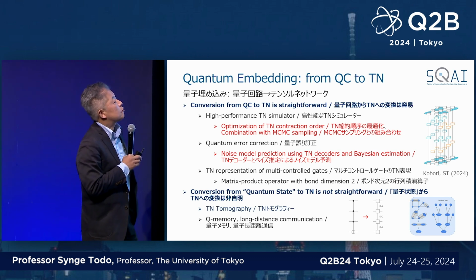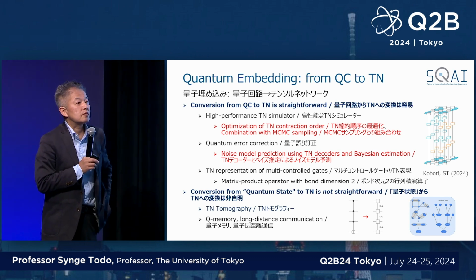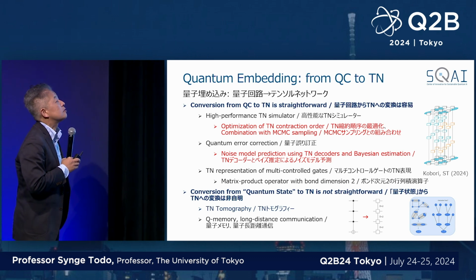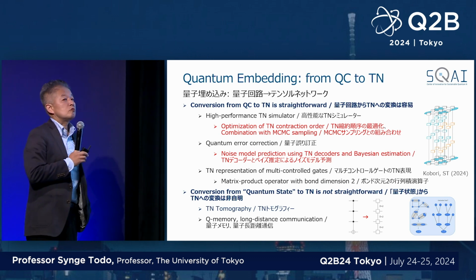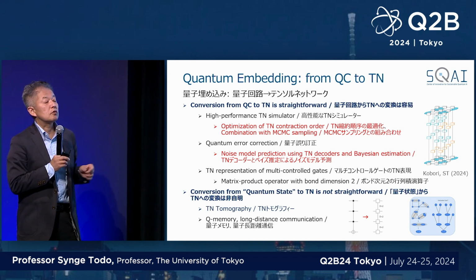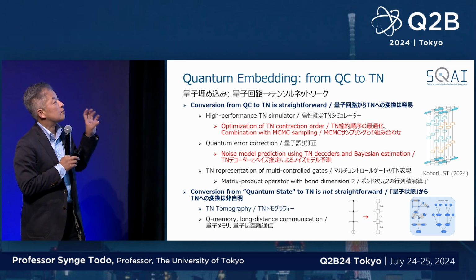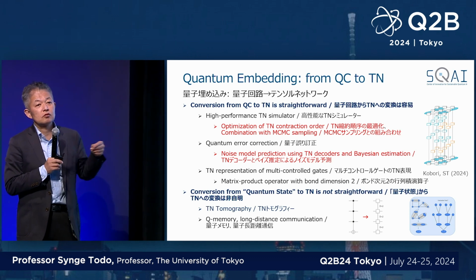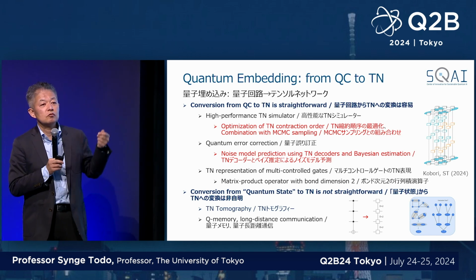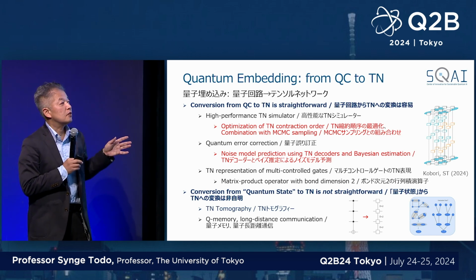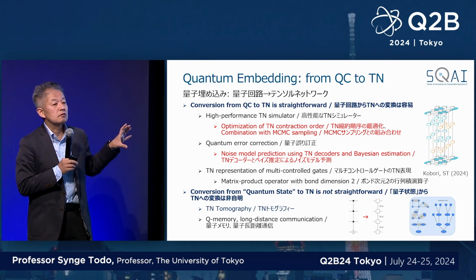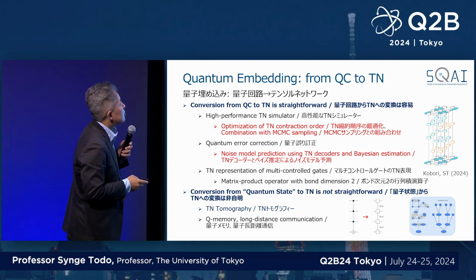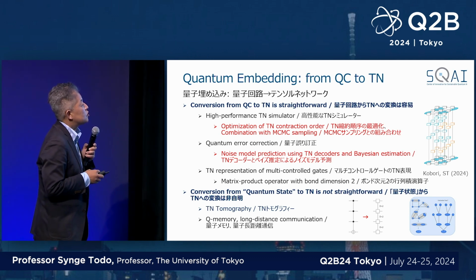Or quantum error correction. Tensor network decoders are known. Compared to minimum weight perfect matching, we have better accuracy. If you introduce a noise model, we can predict much better. But we are developing, in the process of quantum error correction, a way to utilize syndrome representation to achieve higher accuracy or precision without additional quantum computation.